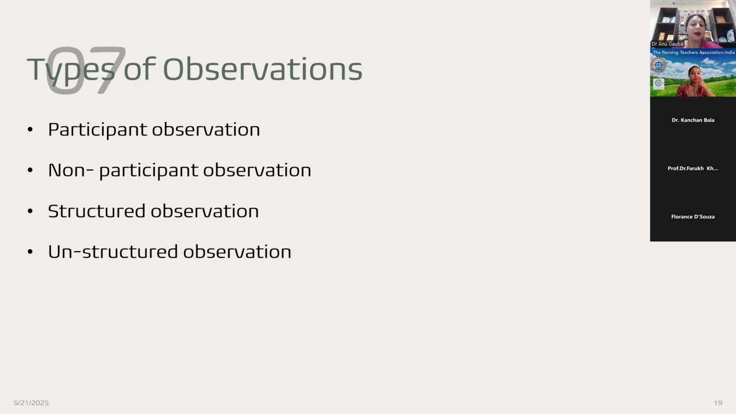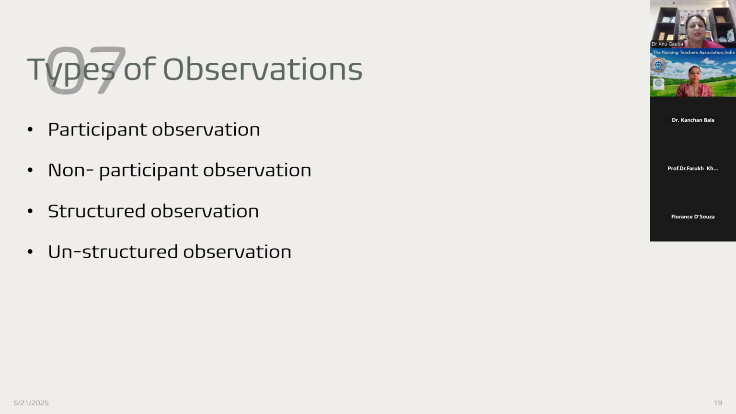Second one is non-participant. Non-participant means he or she is not a part of that particular team, but he or she is observing the individuals of that particular team, their actions, their reactions, what they are doing, what they are not doing. That is non-participant observation. But the team members don't know that somebody is observing them at the back, right?